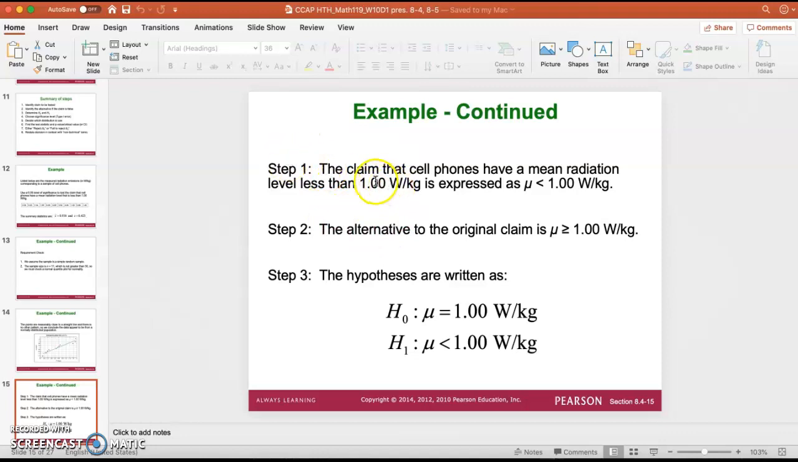So step 1, we notice again that our claim is that cell phones have a mean radiation level less than that 1 watts per kilogram, expressed in this form. Then step 2, that alternative claim is essentially that mean radiation level will be greater than or equal to 1. Now, how we actually write that in the hypotheses is as follows, where the null hypothesis, we still keep it in an equals form when we actually write out the hypothesis notation. So that average is equal to the 1 watts per kilogram. And then that alternative hypothesis, where the average is less than 1 watts per kilogram.